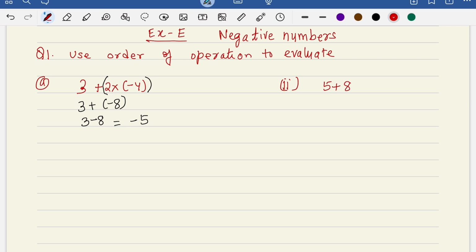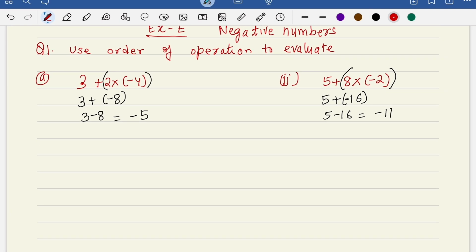Second part, 5 plus 8 times minus 2. That would be 5 minus 16, because 8 times minus 2 is minus 16. Plus and minus, if they come together, is minus. So it would be 5 minus 16, which is minus 11.